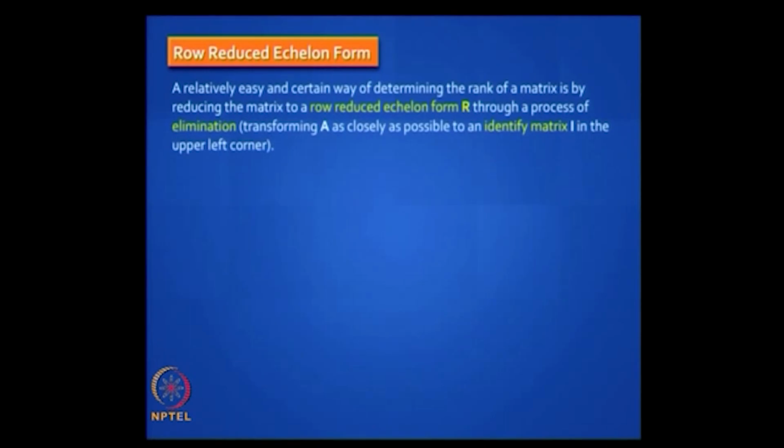So how do you capture the rank of a matrix? There is a beautiful technique, you have studied this, your MATLAB will do this easily, it is called the row reduced echelon form. A relatively easy way of determining the rank of a matrix is by reducing the matrix to its form R through a process of elimination.